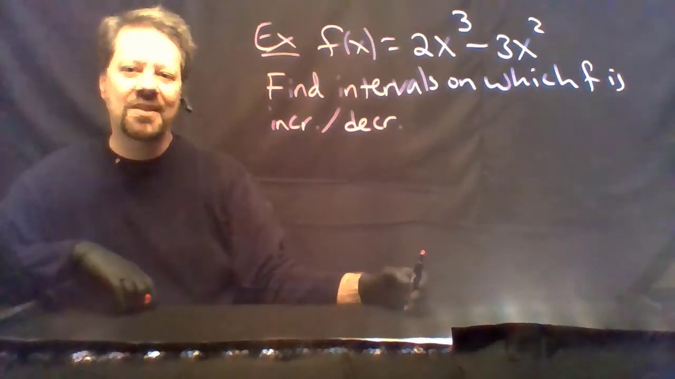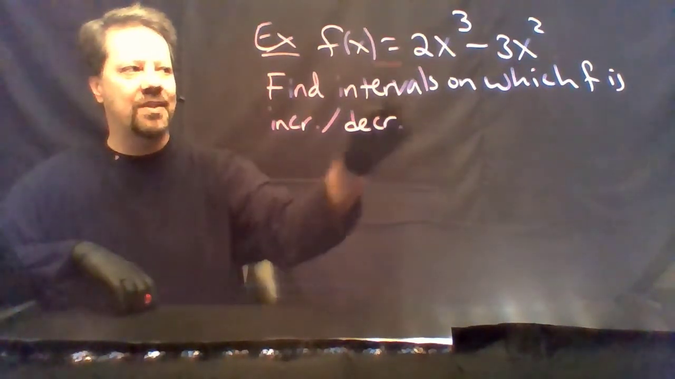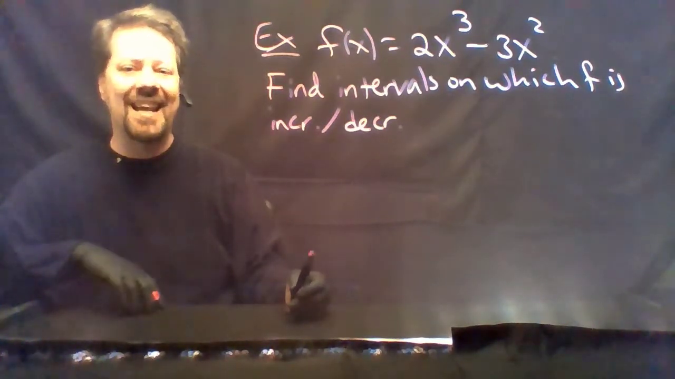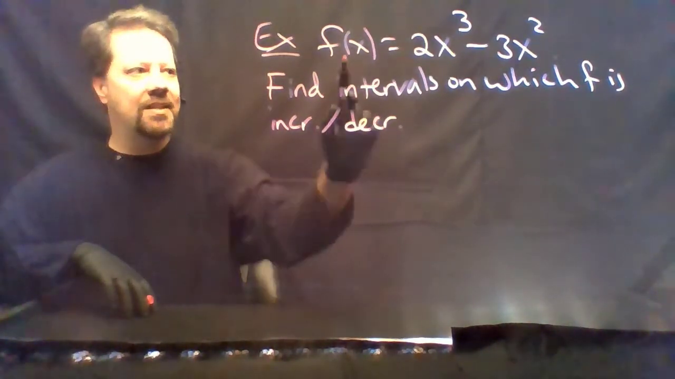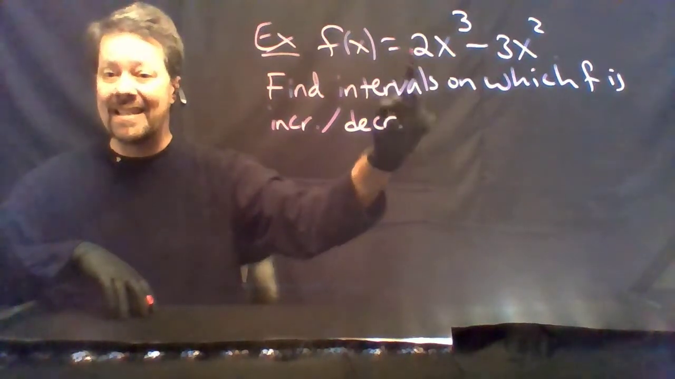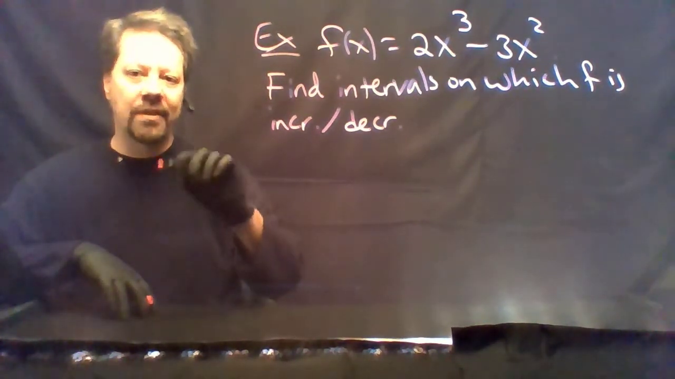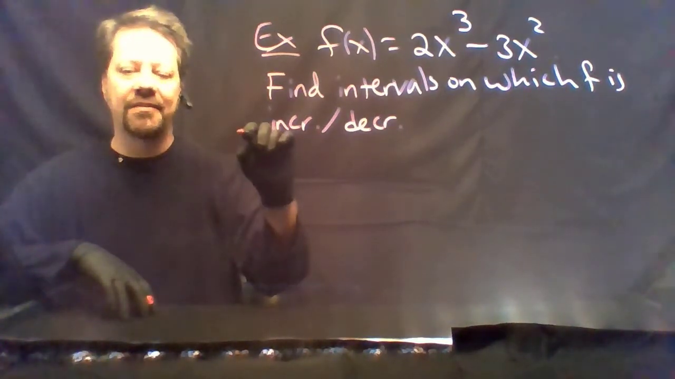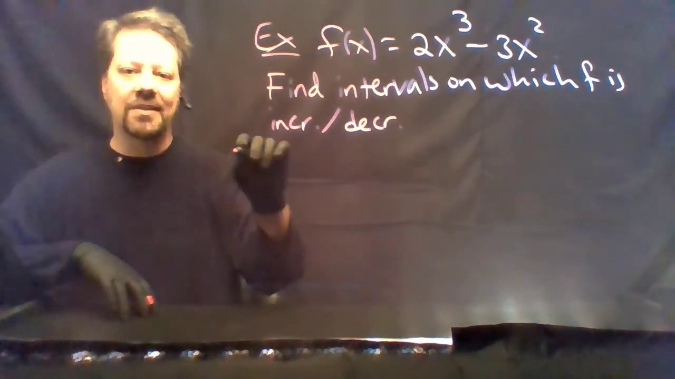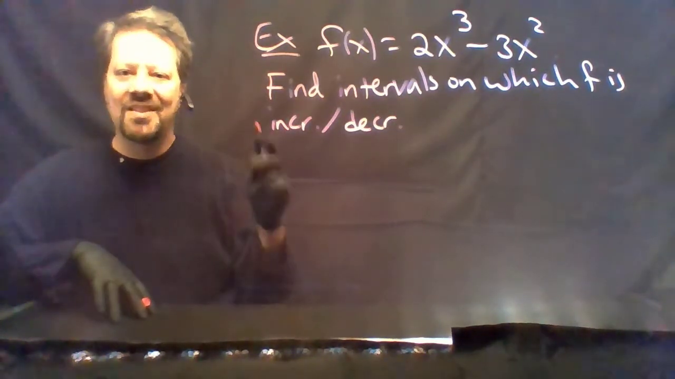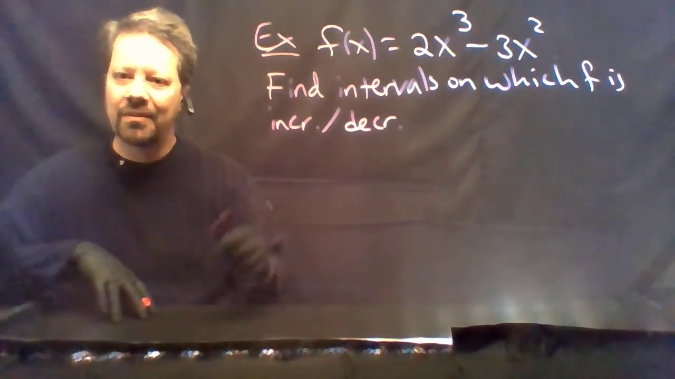The way we do this is we look for places where the derivative is positive and also places where the derivative is negative. Since this function has a derivative that is a polynomial and hence continuous, the only way that the derivative can go from positive to negative or negative to positive is when the derivative is 0. So we're going to look for critical points.